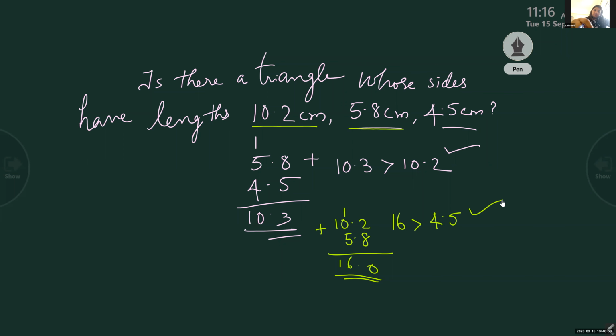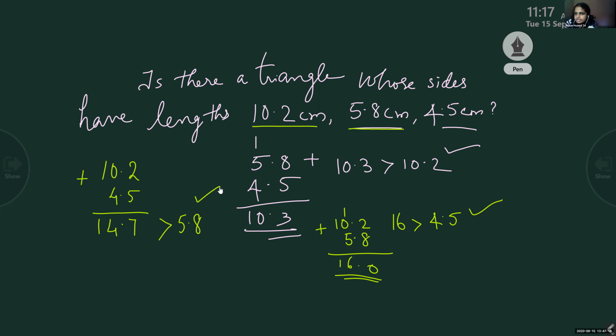This is the next combination we have: 10.2 plus 4.5. So we get 14.7. That is also greater than the third side, that is 5.8. Ma'am, should we write this question in the note?